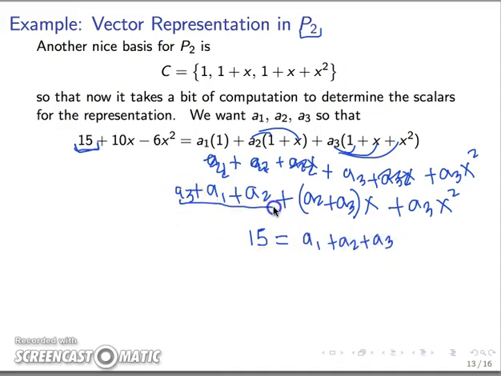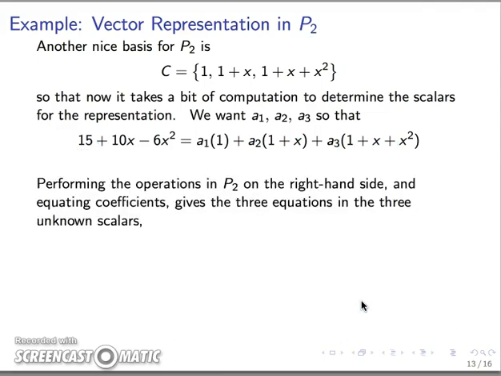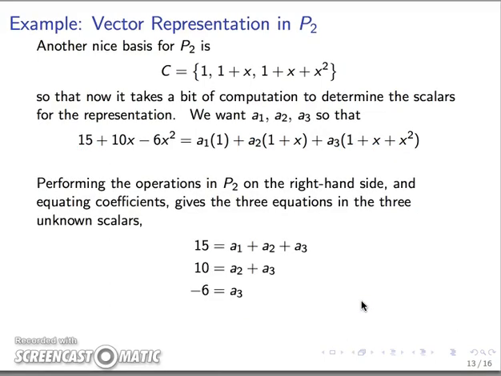So I'm taking these three quantities, adding them up, and they're equated to, we have one polynomial on the left-hand side, another polynomial on the right-hand side. Things with x, that would be 10 equal to, we're equating the coefficients, so this is A2 plus A3, and then minus 6 would be equal to A sub 3. So in other words, we could come up with this linear system.